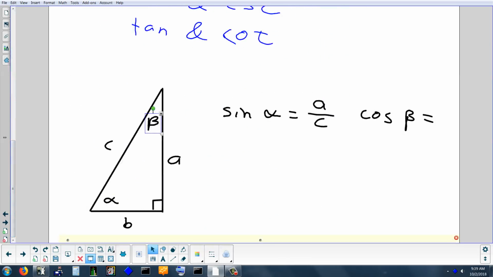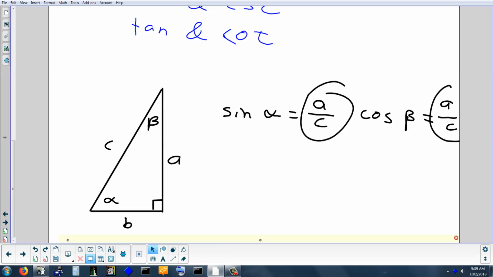Let's figure out what that one is. So I'm using the cofunction, and I'm using the complement of the first angle. Cosine is adjacent over hypotenuse. Dylan, what side is adjacent to beta? A. And what's the hypotenuse? C. If you compare what we got before to what we just got now, how do they compare? They're still the same, right? Sine and cosine are cofunctions, alpha and beta are complementary angles. Let's try it one more time and see if that happens.